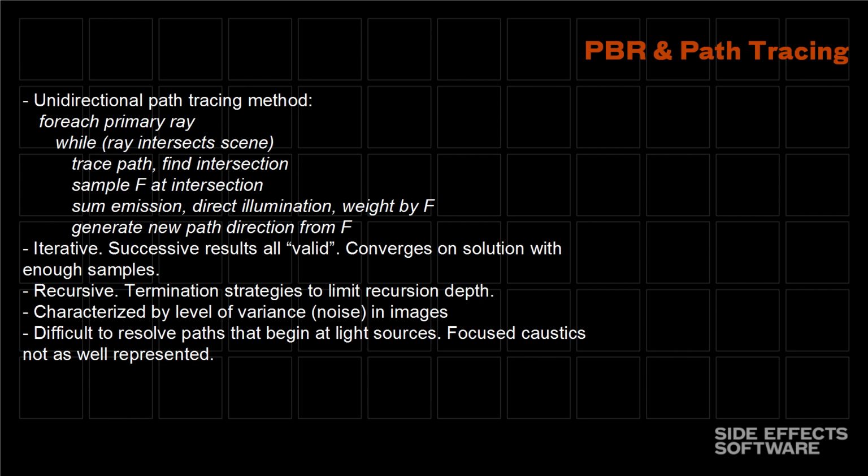And so when we're dealing with diffuse BSDFs, those paths are going to be quite broad in terms of the way they spread into the scene, progressing more towards specular BSDFs, which are mirror directions in terms of the samples they generate. So there's a few observations we can make about the path tracing method. It's iterative. So what we find with path tracing is successive results are all valid, meaning that regardless of the number of rays that we send into the scene, each one of those illumination samples that's being taken is valid on its own.